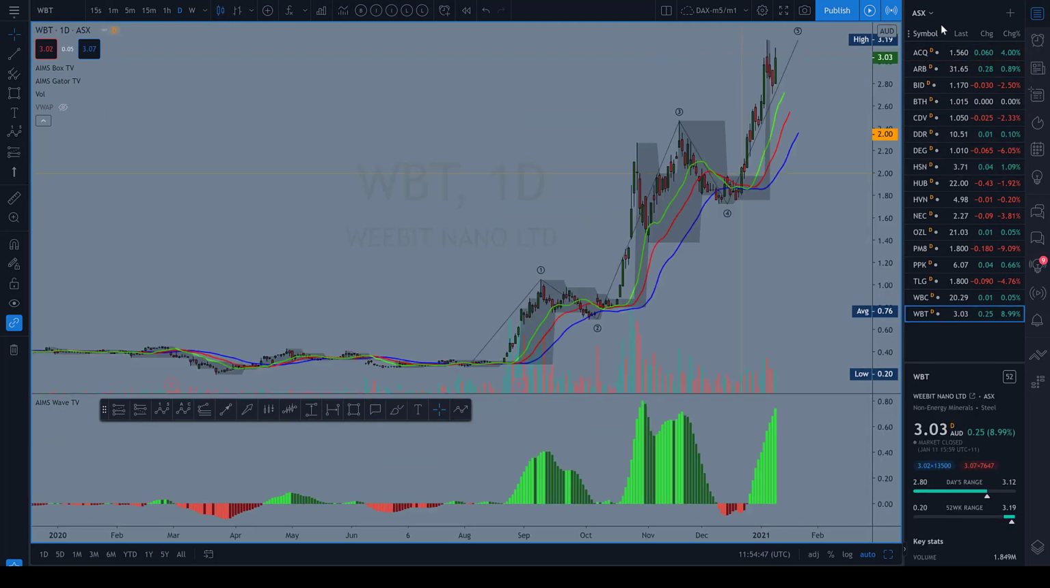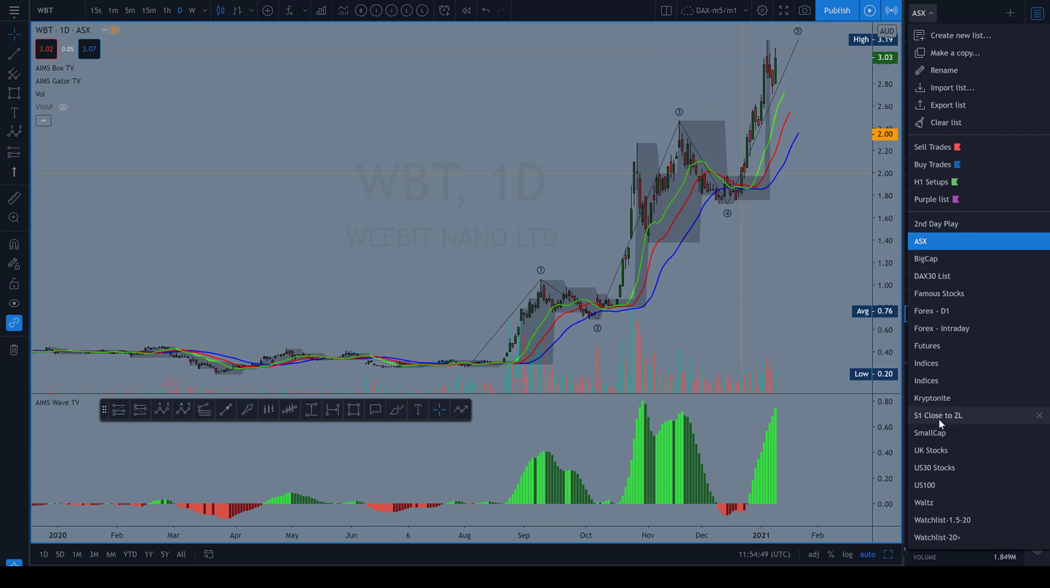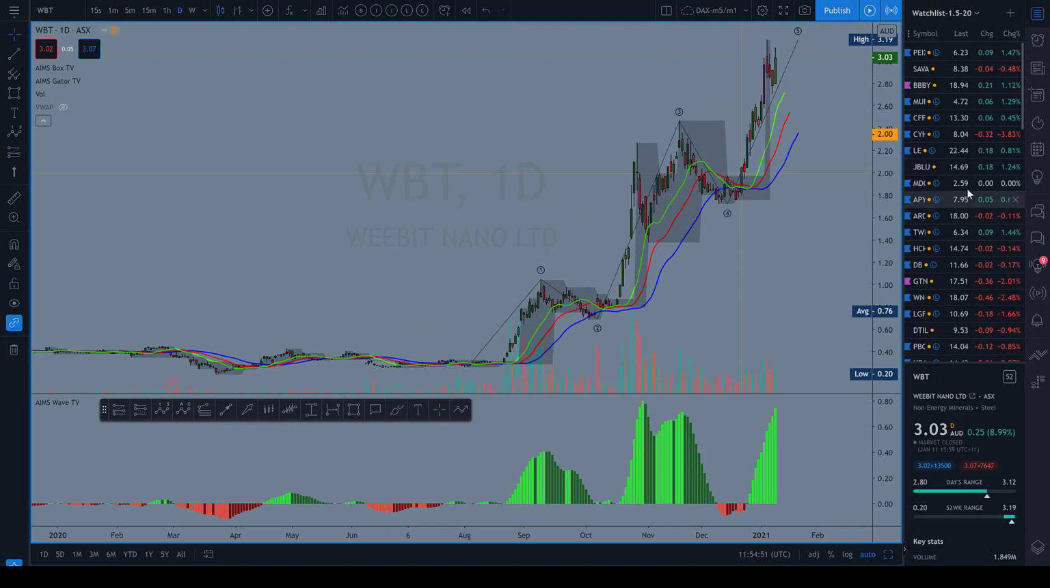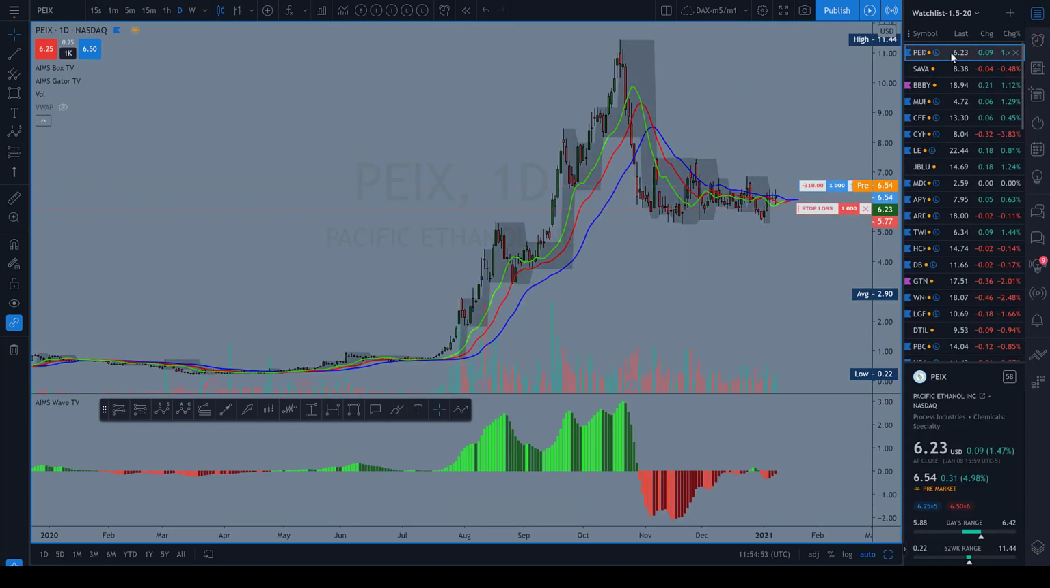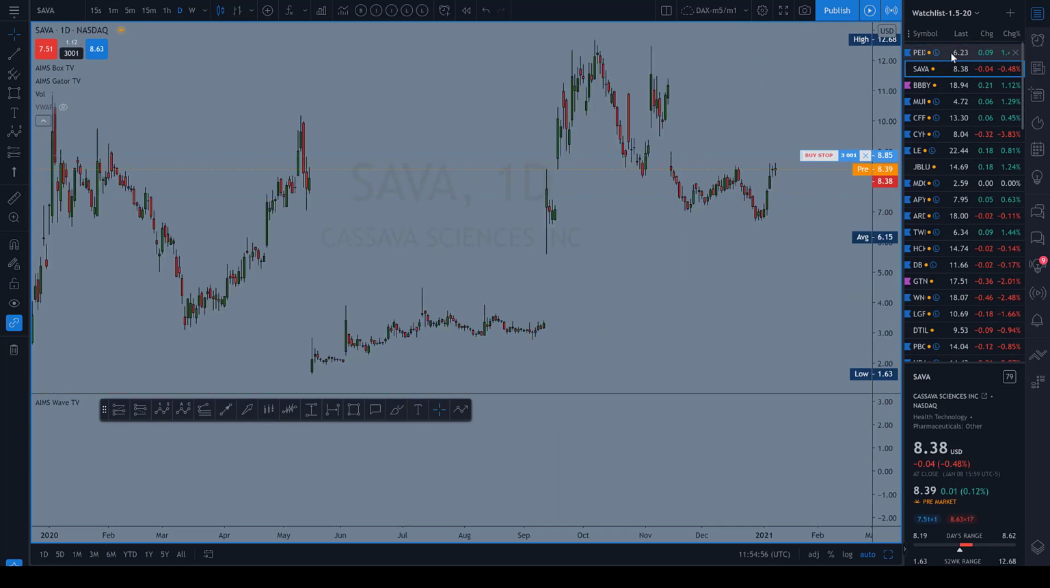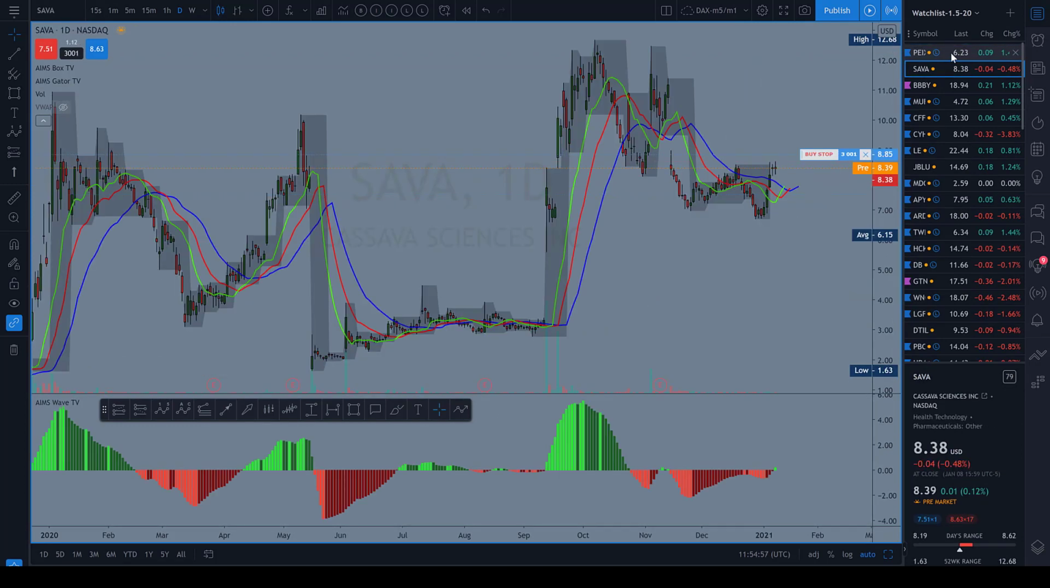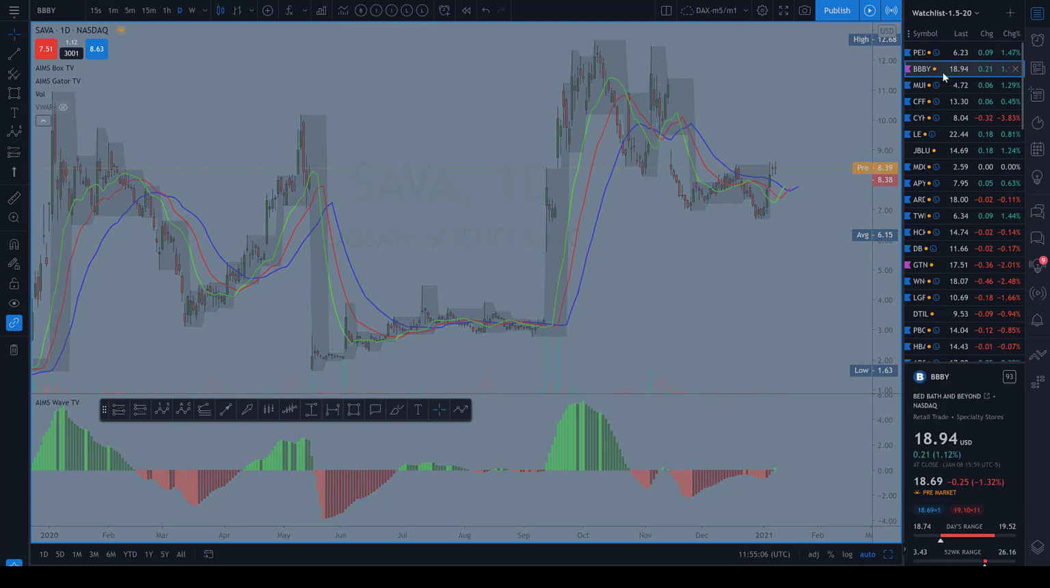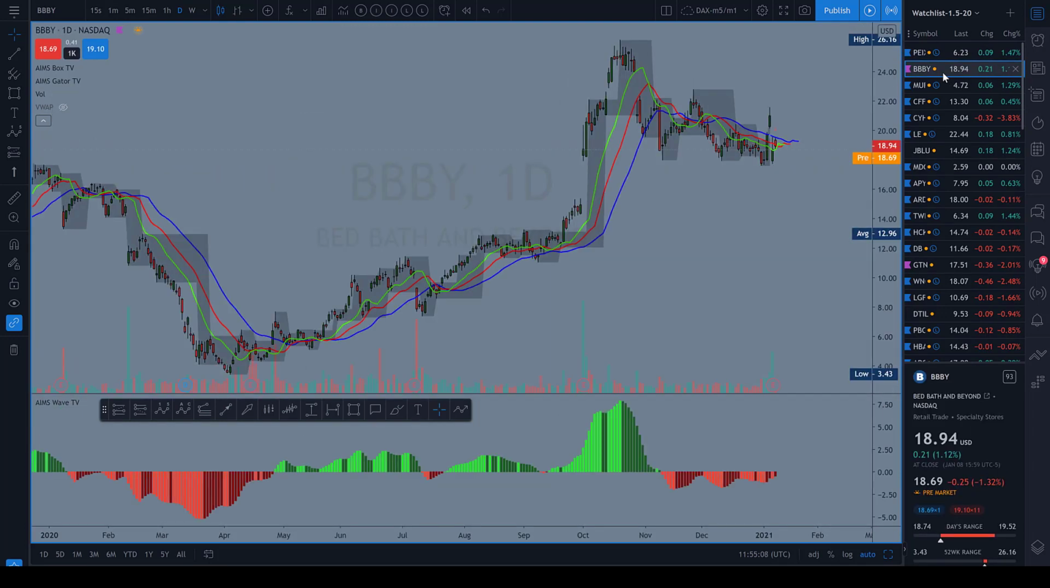Okay, that's the Australian stock. Let me just go to our normal list. I'll quickly go through it. Not a really pretty chart. Actually, this shouldn't be there. Delete that. Don't like it. I probably liked it the other day, but not anymore.